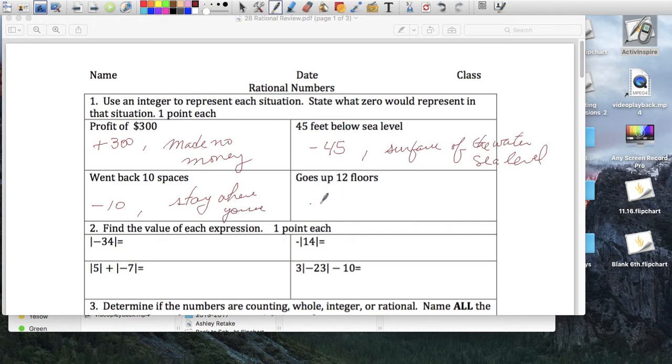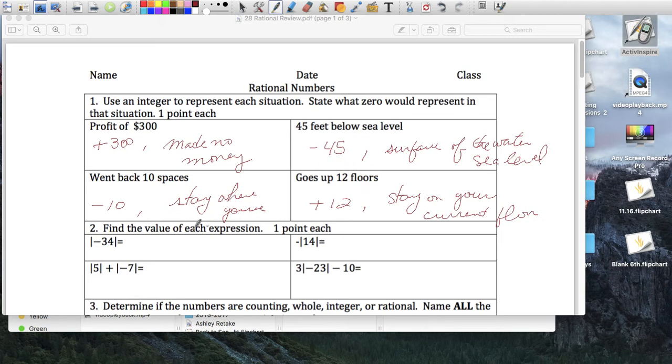Goes up 12 floors. You went up 12 floors, so it's positive 12, which means 0 in this case would be you stay on the floor that you're on. Stay on your current floor, whatever that is. Okay, it doesn't mean ground level. It means that you are on your current floor. So you could have been on the 5th floor, you know.